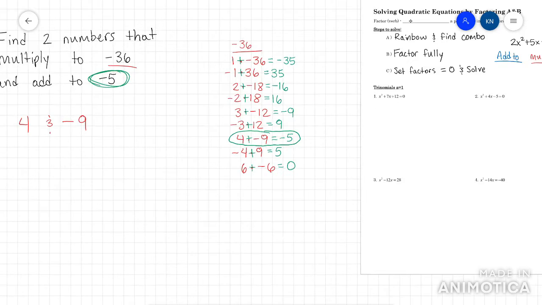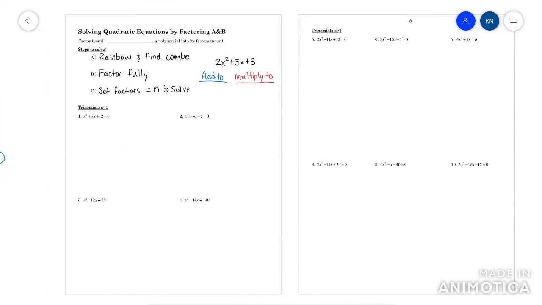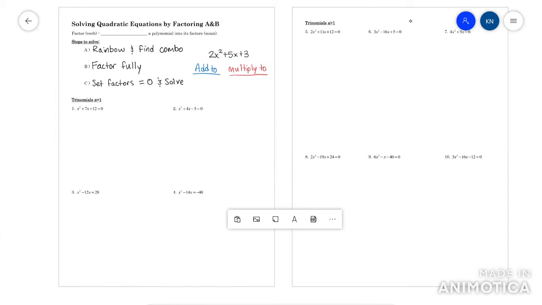So let's go ahead and look at some of these. Let's take a random example first. This right here is a trinomial. Basically, the first thing you need to do is rainbow the first and the last number. You're multiplying 2 times 3. 2 times 3 is 6. So going back to that previous example, I have to find a combo of numbers that multiplies to be 6 and adds up to be this middle number, 5.